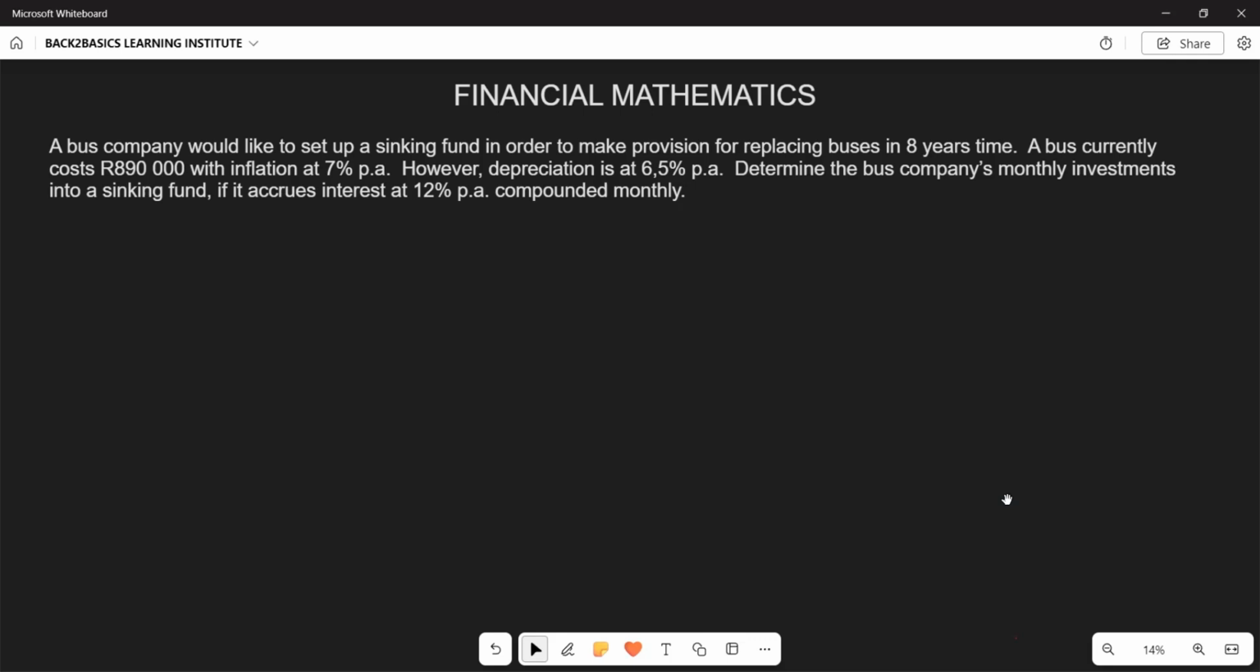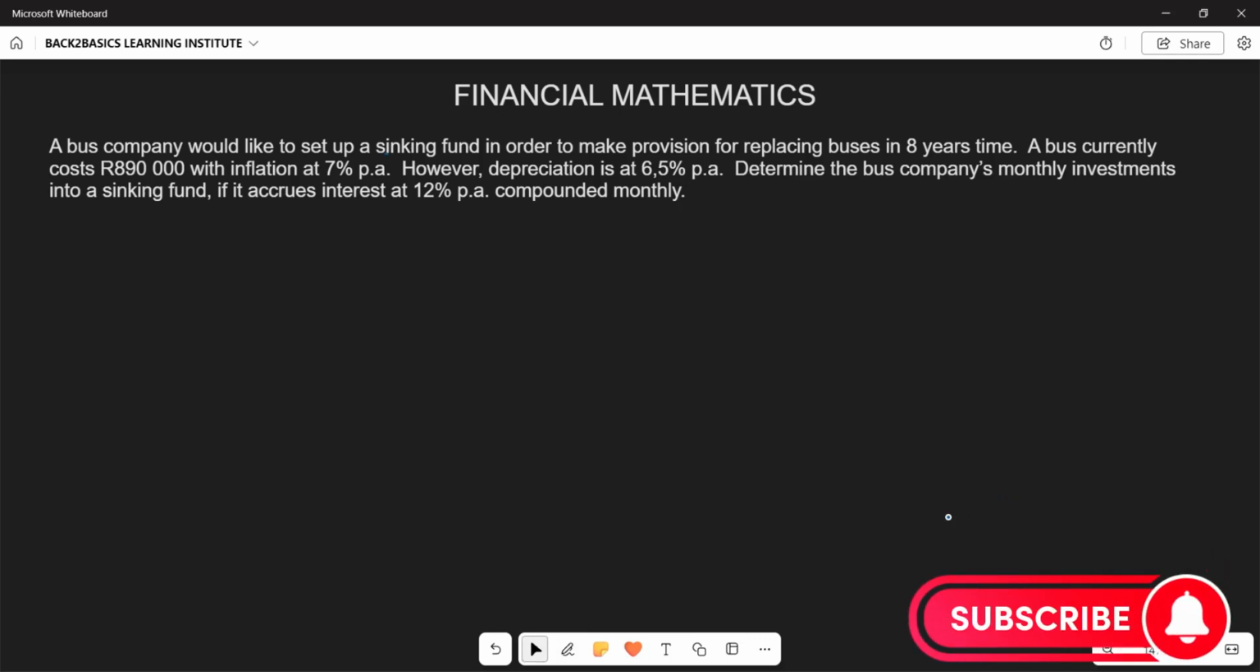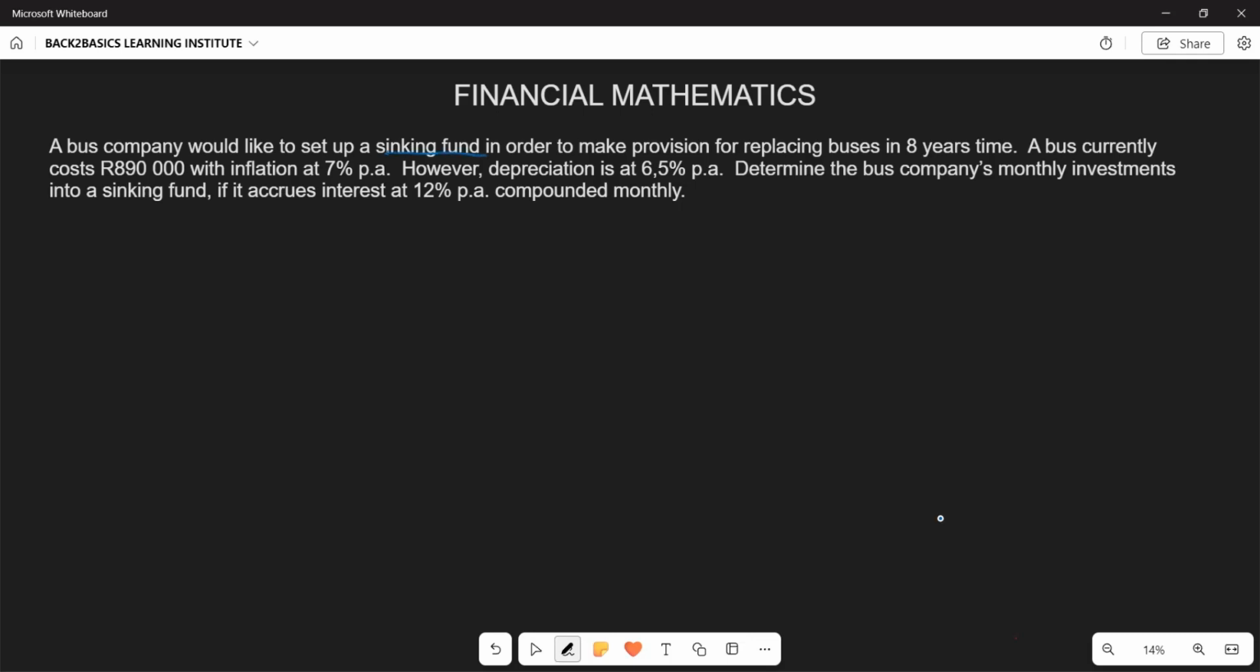Firstly, let's try and understand what this question requires us to do. What is important is to understand that a sinking fund is a fund that contains the amount of money set aside to save or to pay off a debt. Basically, this is the money that the company is saving so that it can be in a position to replace the bus after 8 years. The 8 years is the duration of the period.